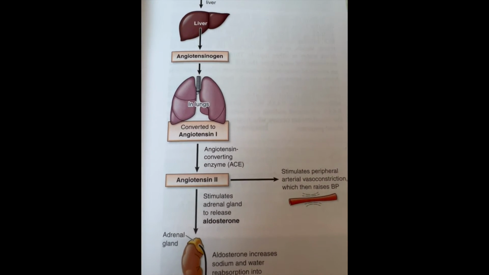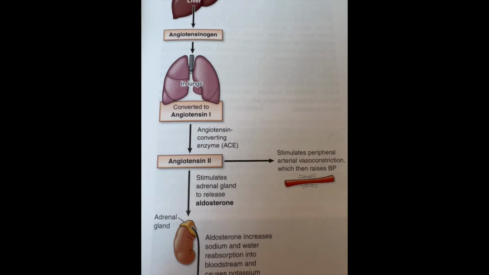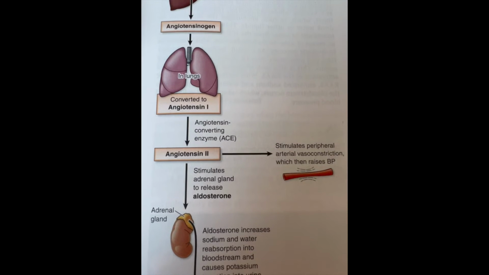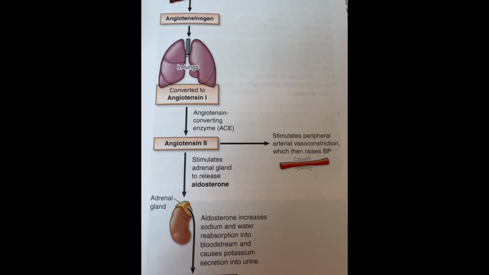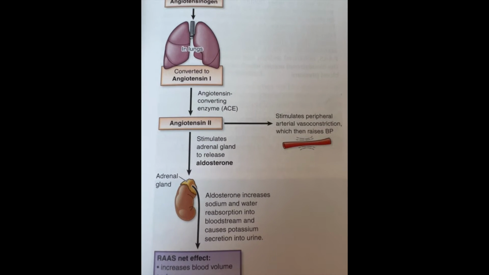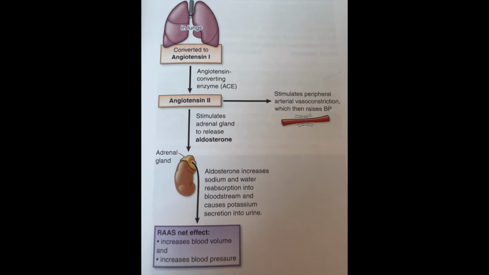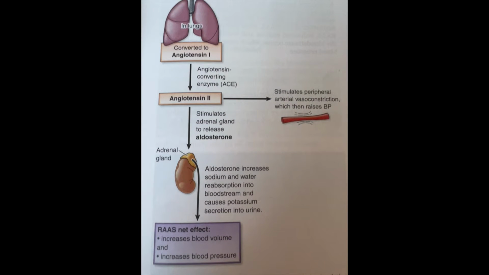Aldosterone is secreted by the adrenal gland and acts to cause increased sodium and water absorption to increase blood volume and ultimately increase blood pressure. Constant stimulation of the RAAS causes increased amounts of aldosterone. Constant stimulation of aldosterone can result in hypokalemia, or low potassium, putting you at risk for cardiac dysrhythmias.